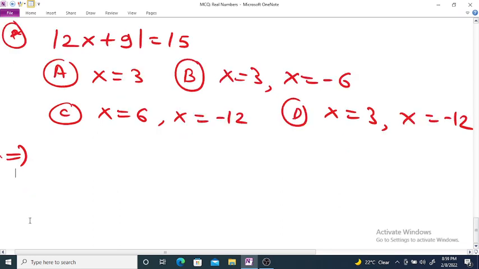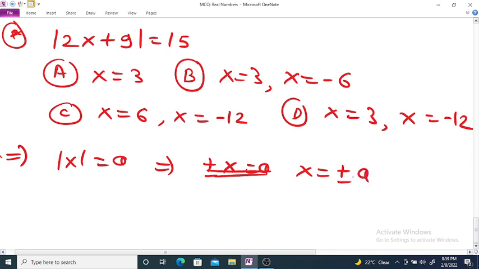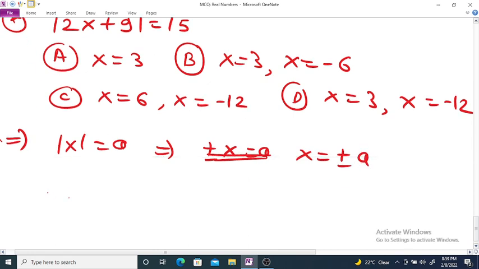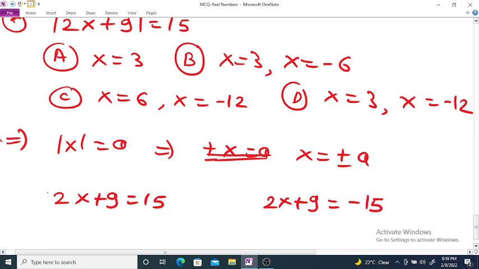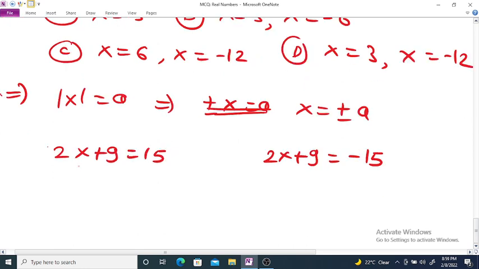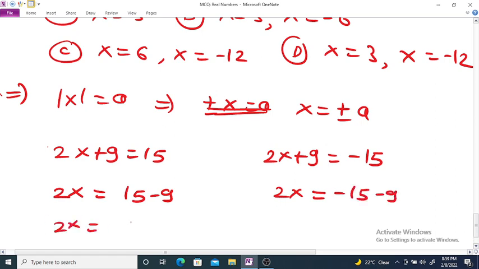So here we know that the solution of mod of x equal to a has two solutions, x is equal to plus or minus a. So by using this we can write 2x plus 9 equal to 15, or 2x plus 9 equal to minus 15. If we solve this, 2x plus 9 equal to 15 implies 2x is equal to 15 minus 9, or 2x is equal to minus 15 minus 9. So this implies 2x is equal to 6, or 2x is equal to minus 24.